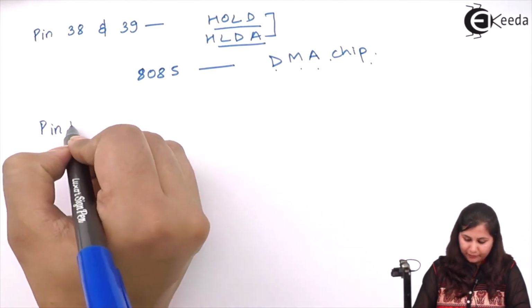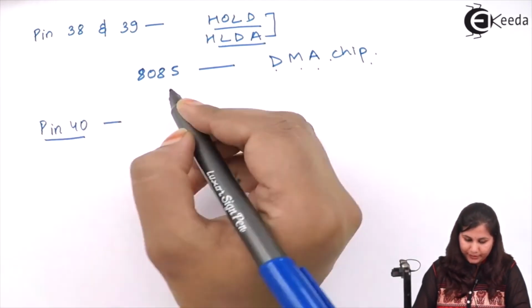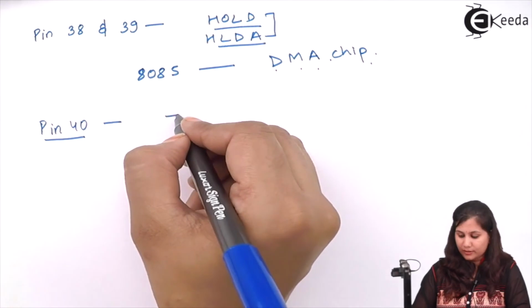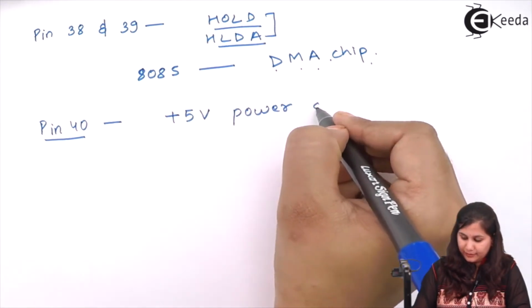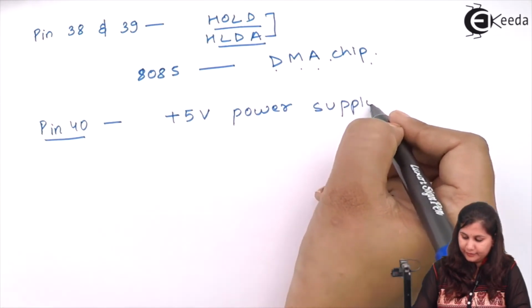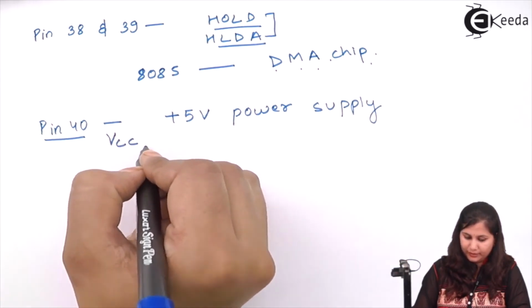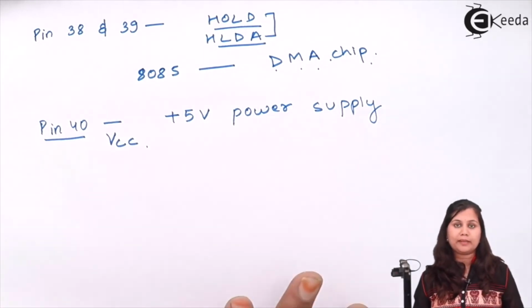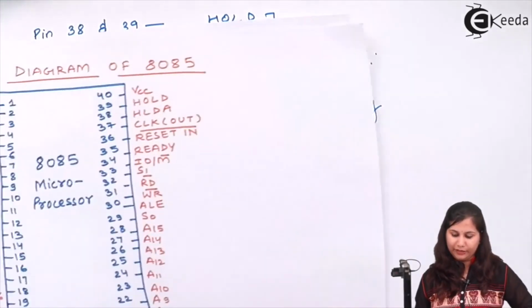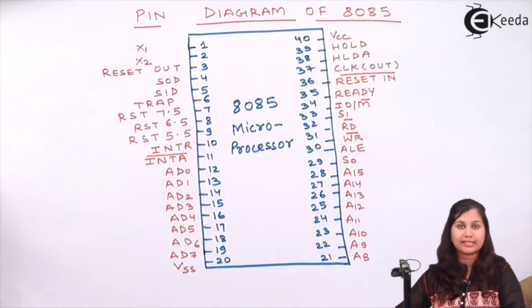Then we have pin number 40. Here it is the source, the plus 5 volts power supply. It is the VCC point. So these are the 40 pins of the 8085 represented by the different signals.